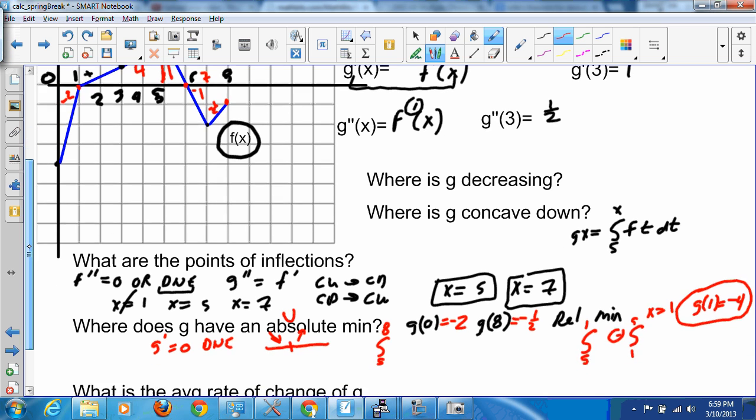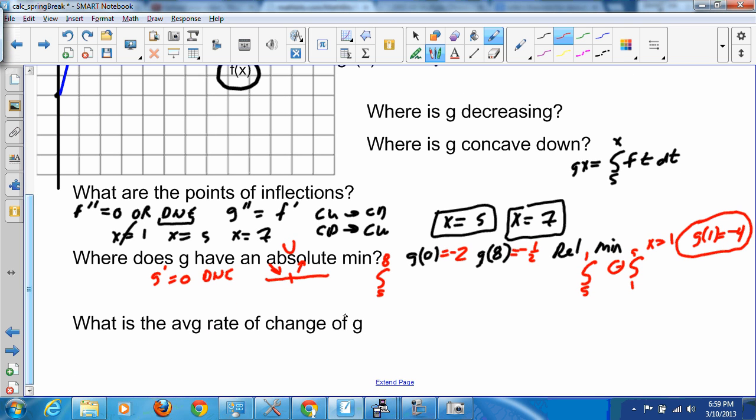Okay, let's see. So now we're looking for the average rate of change of g, and we're looking at it on the interval from 0 to 8. So if you recall, that's basically like taking the slope, the rise over run, if you will. The rise is the function value of g of 8 minus the function value of 0, and then the run is the x value, 8 minus 0.